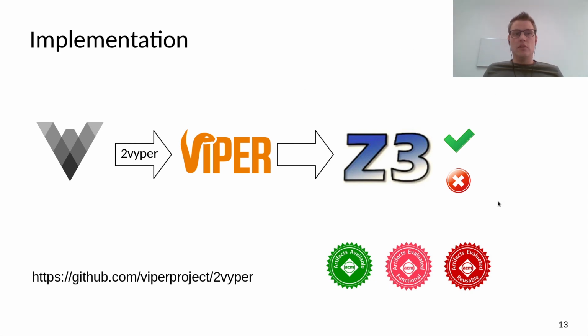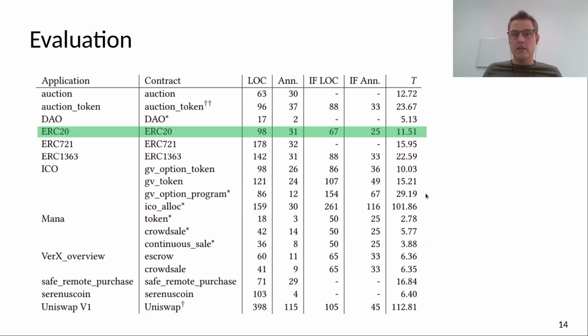So we have implemented our concept in a tool called 2Viper, which is an automated SMT-based verifier for Ethereum smart contracts written in the Viper language, spelled with a Y. And 2Viper is implemented on top of the Viper verification infrastructure, spelled with an I. So the tool is open source, available on GitHub, and also submitted as an artifact. Finally, we've evaluated our approach on a number of challenging real-world examples.